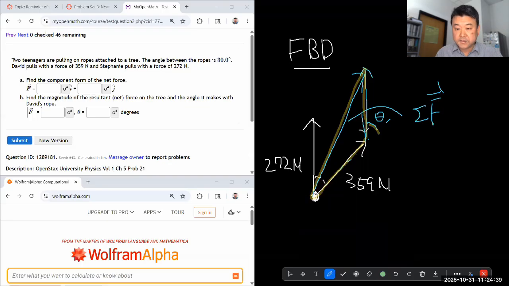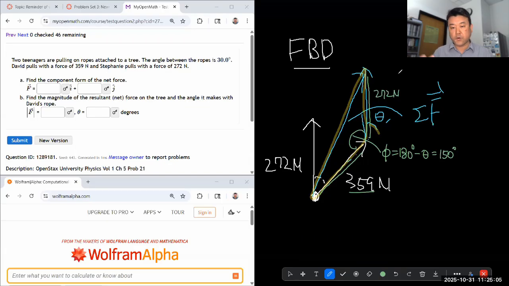included angle here, let me call that phi. That should be 180 degrees minus theta, so with the given numbers, this should be 150 degrees. And we are given these two sides, 359, and this side again is the same length as that, so 272 newtons. Given all this information, there's a geometry theorem that gives you the length of this vector here. The length of that vector comes from something called the law of cosines, and I think I remember.